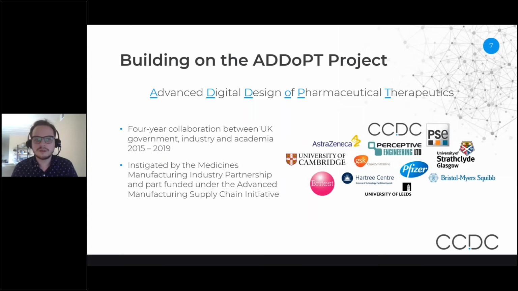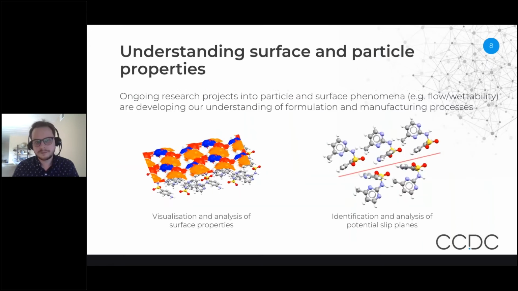This is building off of what was previously known as the ADDOPT project. ADDOPT stands for Advanced Digital Design of Pharmaceutical Therapeutics. This was a 4-year collaboration between the UK government, industry, and academia over the course of 2015 to 2019. It was instigated by the Medicines Manufacturing Industry Partnership, and it was partly funded by the Advanced Manufacturing Supply Chain Initiative. But this has now grown into an internal project of its own.